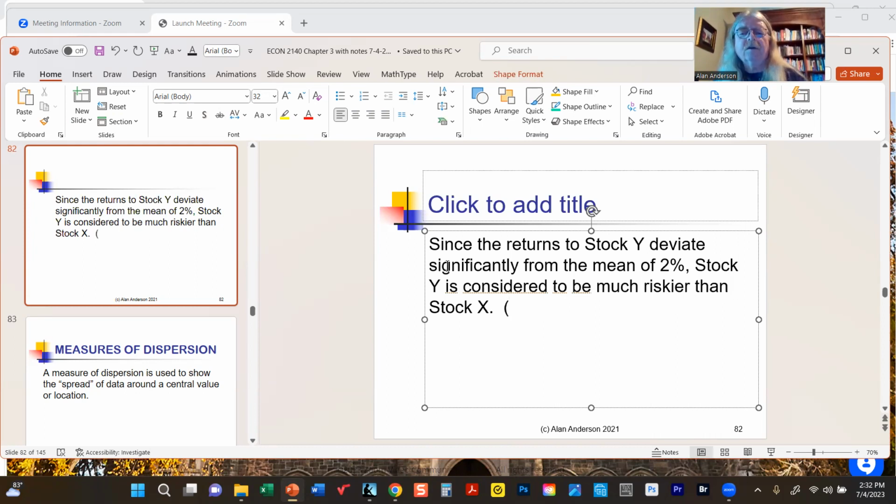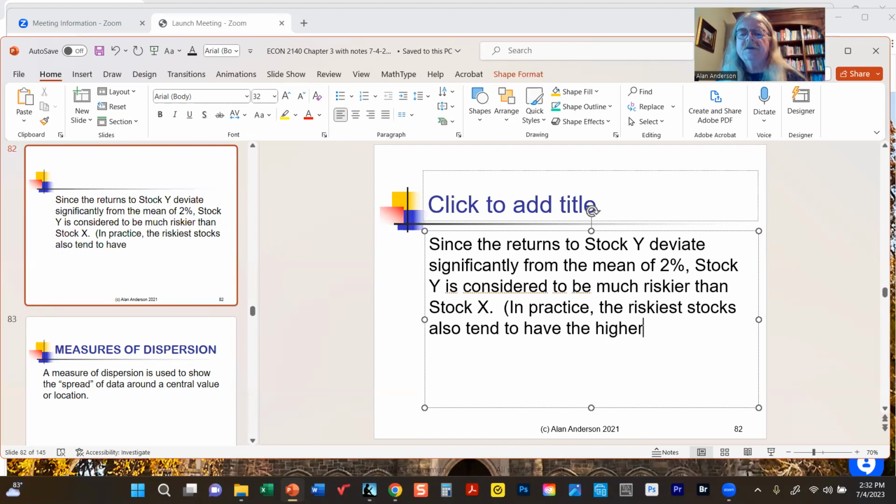So let me just make a note here, though. In practice, the riskiest stocks also tend to have the highest average return because otherwise nobody would buy them. So in other words, this is an artificial example because in practice, a stock as risky as Y would certainly have a much higher return. Otherwise, nobody would buy it. Then the price would fall and the rates of return would go up.